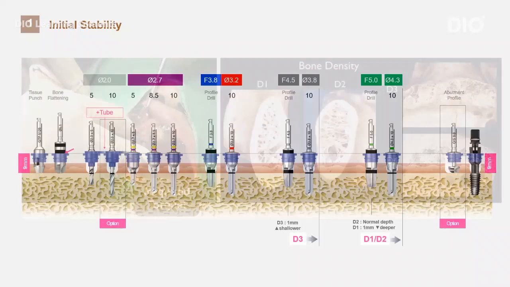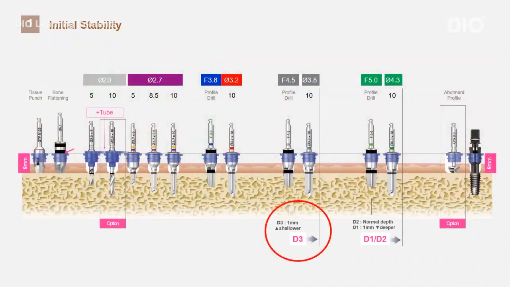In the case of soft bones, such as D3 and D4, it needs to be under-drilled. And in case of hard bone, it needs to be placed lower to avoid too much torque by using a profile drill. All protocol is developed by Dio, and you can apply it to all cases.